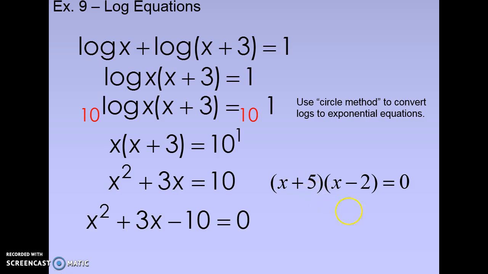I set each one equal to 0 and I solve them. And when I do that, I have x equals negative 5 and x equals 2. Now, if I try to check these, the first thing that jumps out at me is this negative 5. I can't take the log of a negative number. I know that's automatically going to cancel out. And x equals 2 is my answer.